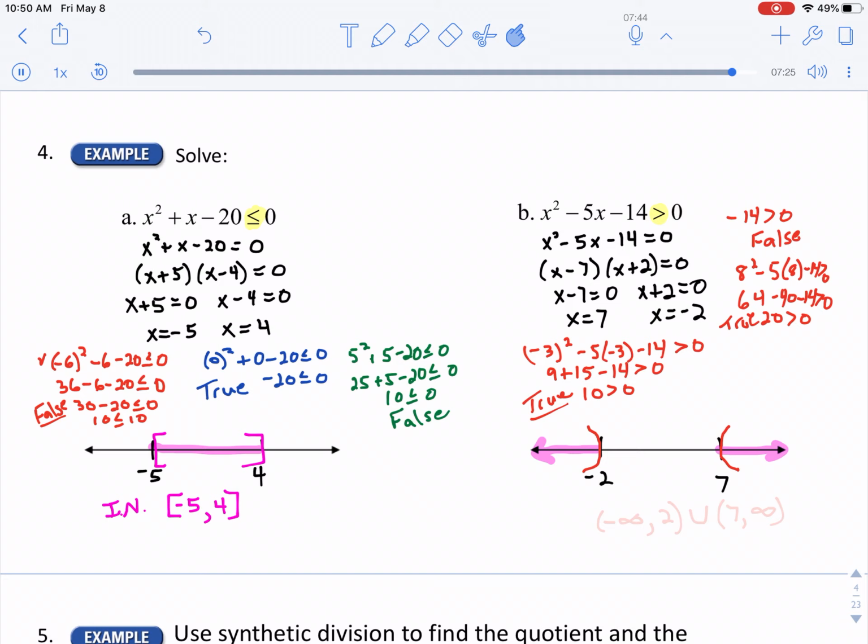And after I do the graphical, then I do the interval notation. How far left does this function go? It goes to -infinity. And how far right does it go? It goes to -2. And then it's a union symbol. And it picks back up at 7. And it goes to infinity. And there's interval notation.